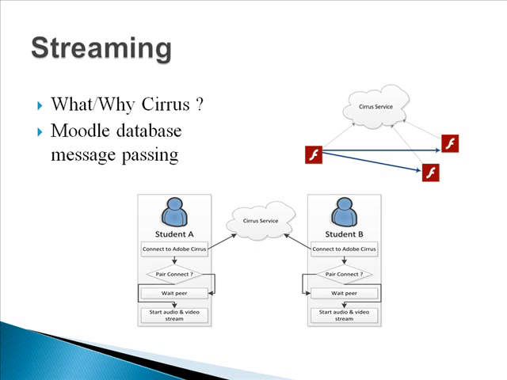So, how does the communication work? When student A opens the web chat application, he gets his ID from Adobe Cirrus. Then he checks on the database whether his pair has a valid ID. If it's true, the communication is established directly between these peers and starts the video and audio stream.